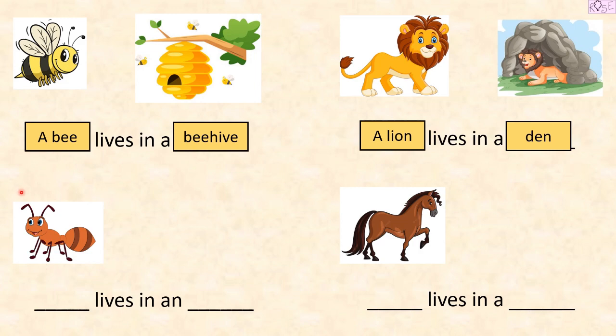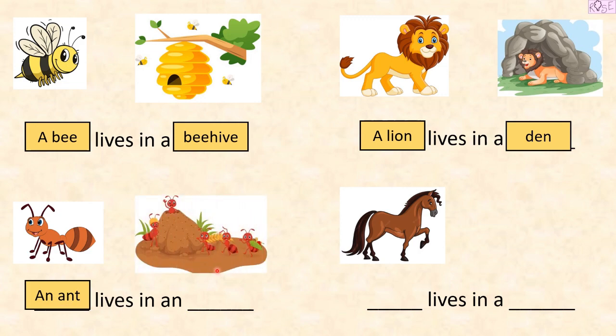Next we have this insect, and we all know its name. This is an ant. And an ant lives in this structure, and you know ants make this structure themselves. They make their homes themselves. If you look carefully, this looks like a small hill, right? So therefore it is known as ant hill. What is it known as? Ant hill. So an ant lives in an ant hill.